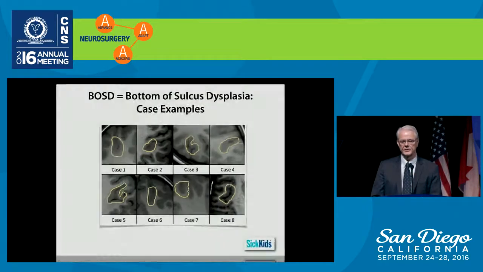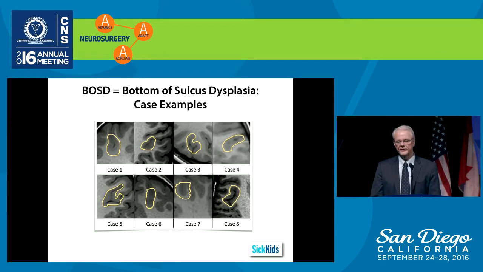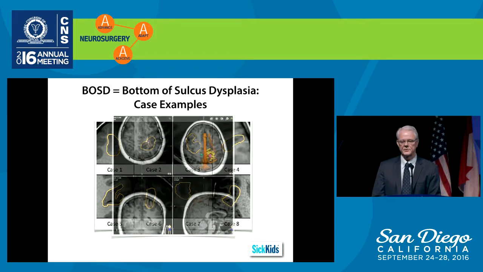Here's a work that we published recently. So here's an example of several cases that we've operated upon that have bottom of sulcus dysplasia. The images are not so crisp and clear, but you'll trust me on this that, in fact, these are areas of suspected dysplasia. Sometimes they're so subtle that we can't be sure prior to surgery, so we often go to invasive monitoring for these types of cases.